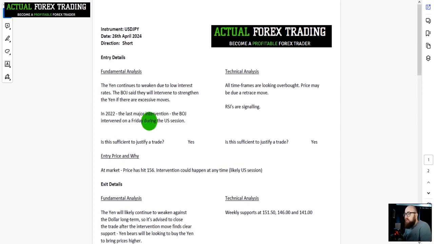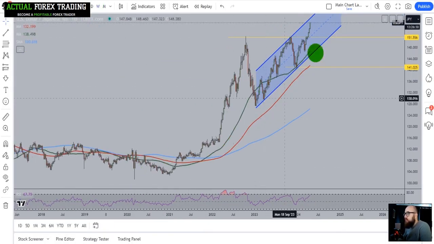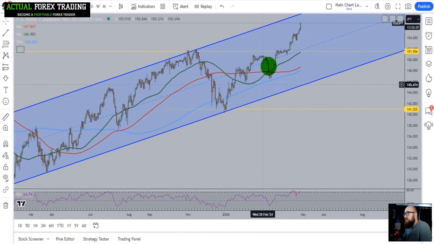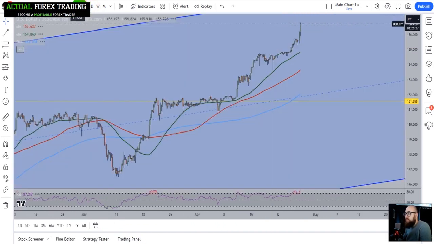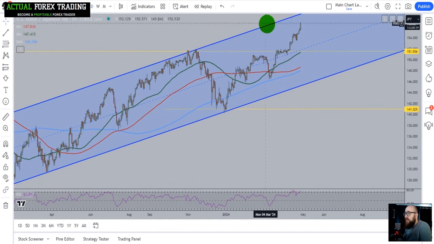Okay, so US dollar yen, why have I gone short? The trend is clearly up. Look at the weekly here, look at the daily. Some big moves today. Let's have a look at the 4 hour and the 1 hour. US dollar yen is really climbing. Why the heck would I go short, and why would I go short now?